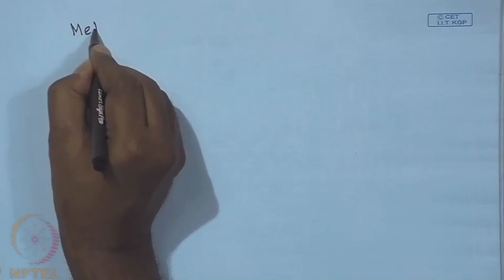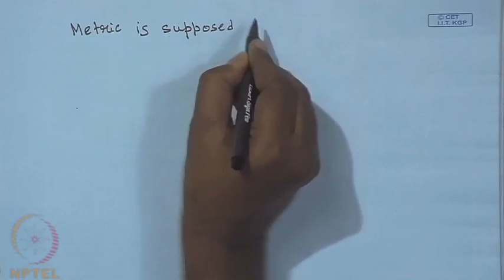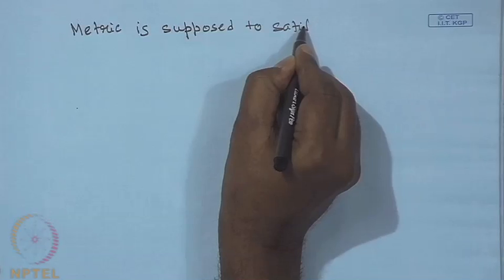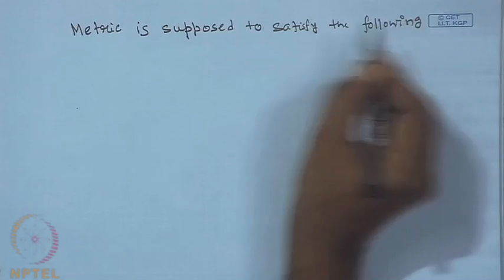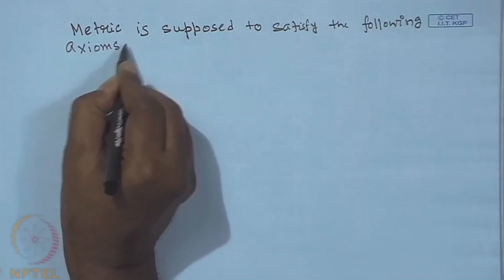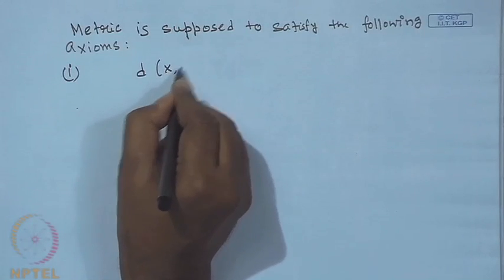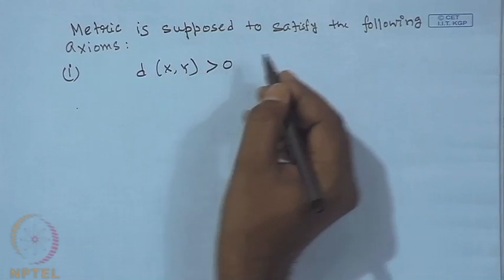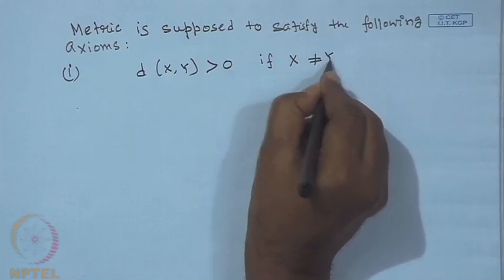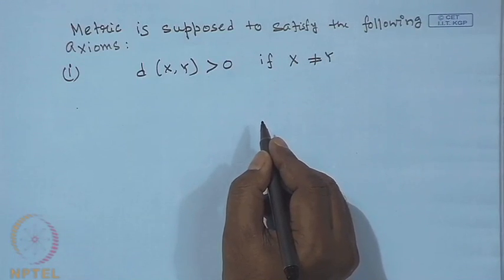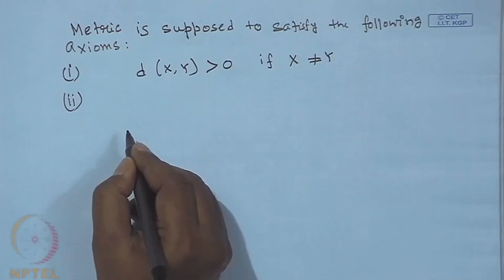So, the metric is supposed to satisfy the following axioms or set rules. What are these rules? The first axiom is that, as I said earlier, the metric between two vectors x and y will always be positive, greater than 0, if x is not equal to y. That means, if they are not identical vectors, then there will be a definite distance or displacement present between the two vectors x and y.